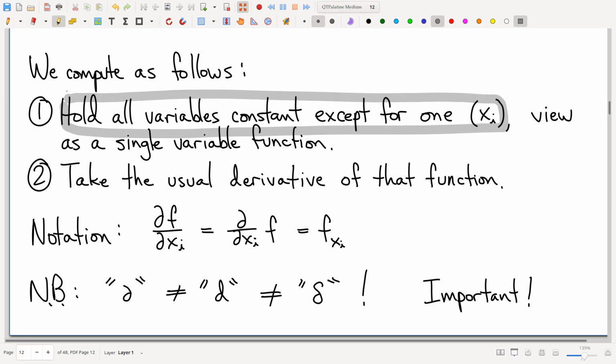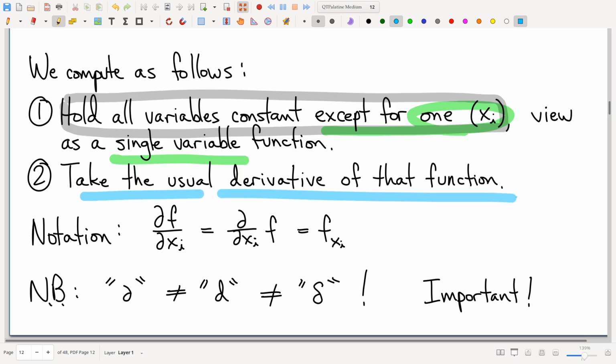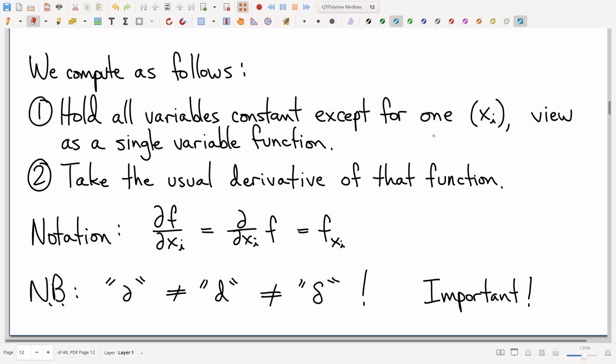So we used to have a bunch of variables. Now we have just a single variable that's actually acting as a variable, and therefore I am now looking at a single variable function. Right, we started with a multivariable function. Now I've got a single variable function. And then step two, just take the usual derivative. That's all a partial derivative is. And it remains to be seen why we care and how to make sense out of this. What does it look like geometrically? We'll talk about that in a minute.